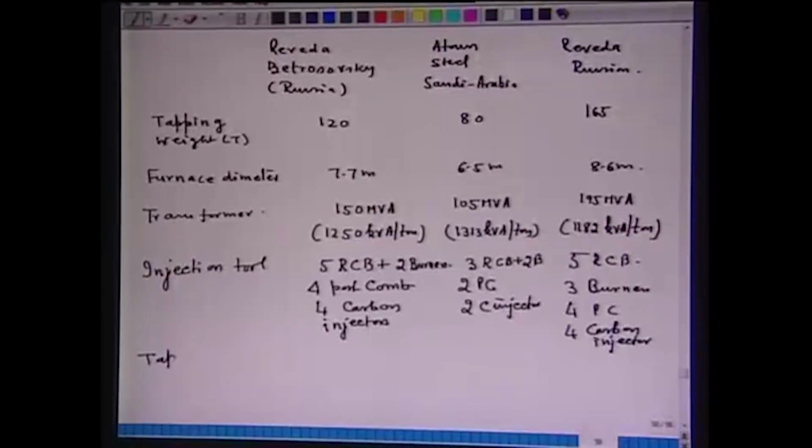If I write now the tap to tap time, in all the cases it is 36 minutes. So, you can imagine where the electric arc furnace development will lead to. Ultimately, it will be parallel to BOF steel making.